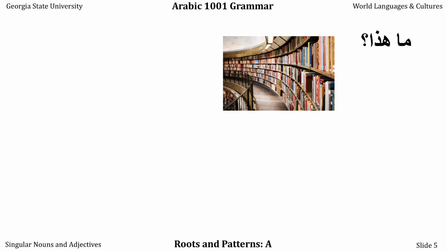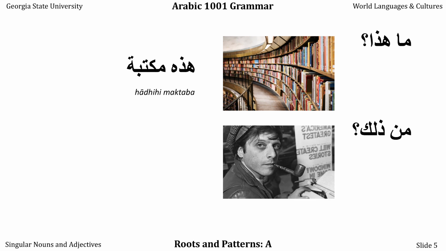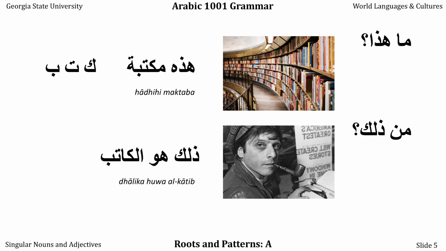We know two other words with the same kaf ta ba root. Hadhihi maktaba means this is a library, and it's really just maktab with the ta marbuta tucked onto it. Man dhalik, who's this? And the answer is dhalik huwa al-katib, that is him, the writer, or in English, that is the writer. Both words share the kaf ta ba root. A katib is a writer. A maktaba is a place where you write.